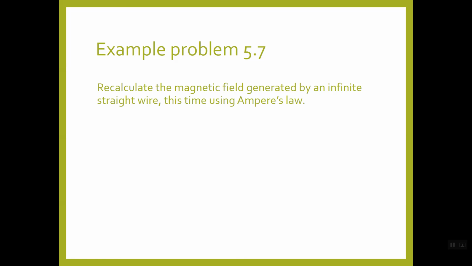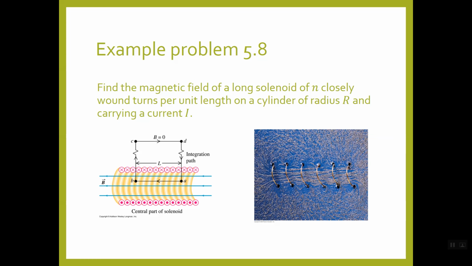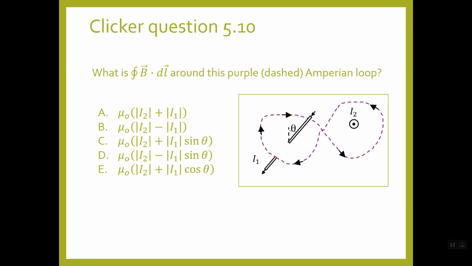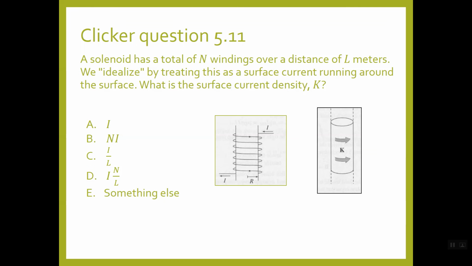So now that we know Ampere's law, I want you to now recalculate the magnetic field generated by an infinite straight wire that we calculated last lecture slides using Biot-Savart law, this time using Ampere's law. You'll see it's an easier calculation, but you should end up with the same result. Then I want you to find the magnetic field using, again, Ampere's law of a solenoid. And then we will do some clicker questions. And that is it.